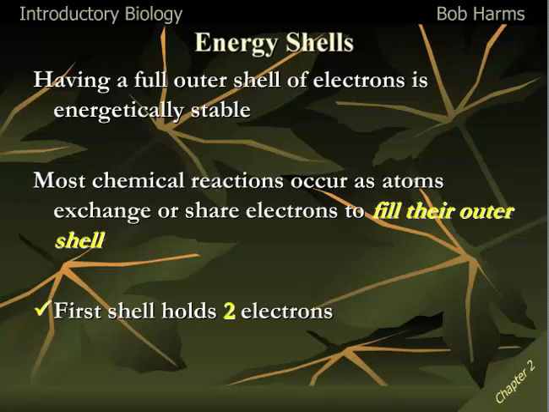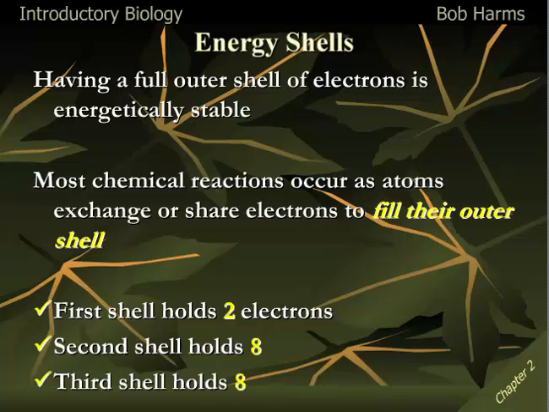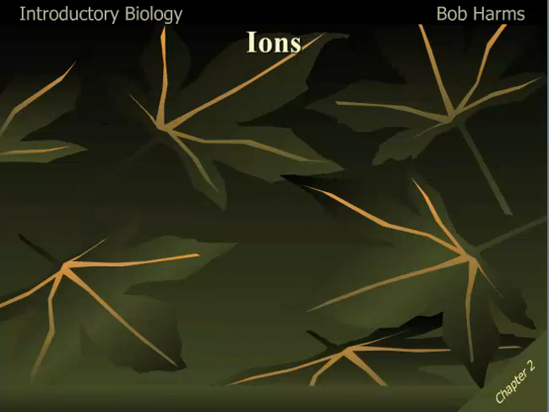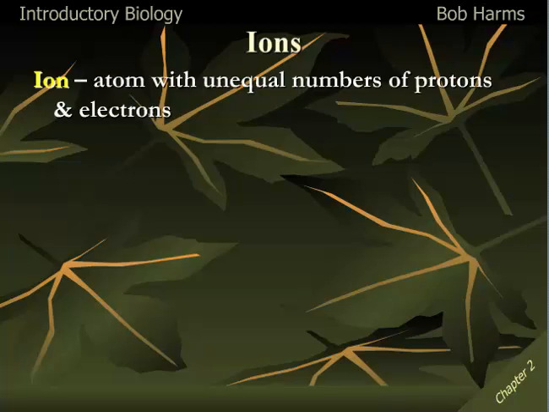And again, as a reminder, that first shell is filled with 2 electrons. The second shell holds up to 8 more, and then that third shell typically will hold another 8. And those are the main levels we'll be dealing with for atoms that are found in living organisms. So atoms will oftentimes either give away or accept electrons as those outer shells are filled up. And if an atom gains or loses an electron, that creates what's called an ion.